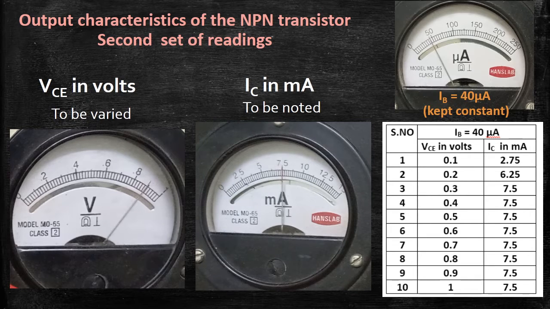Now I am going to take the final reading. Now it is kept at 1 volt. Okay, look at the reading. VCE value is 1 volt, IC value is 7.5.